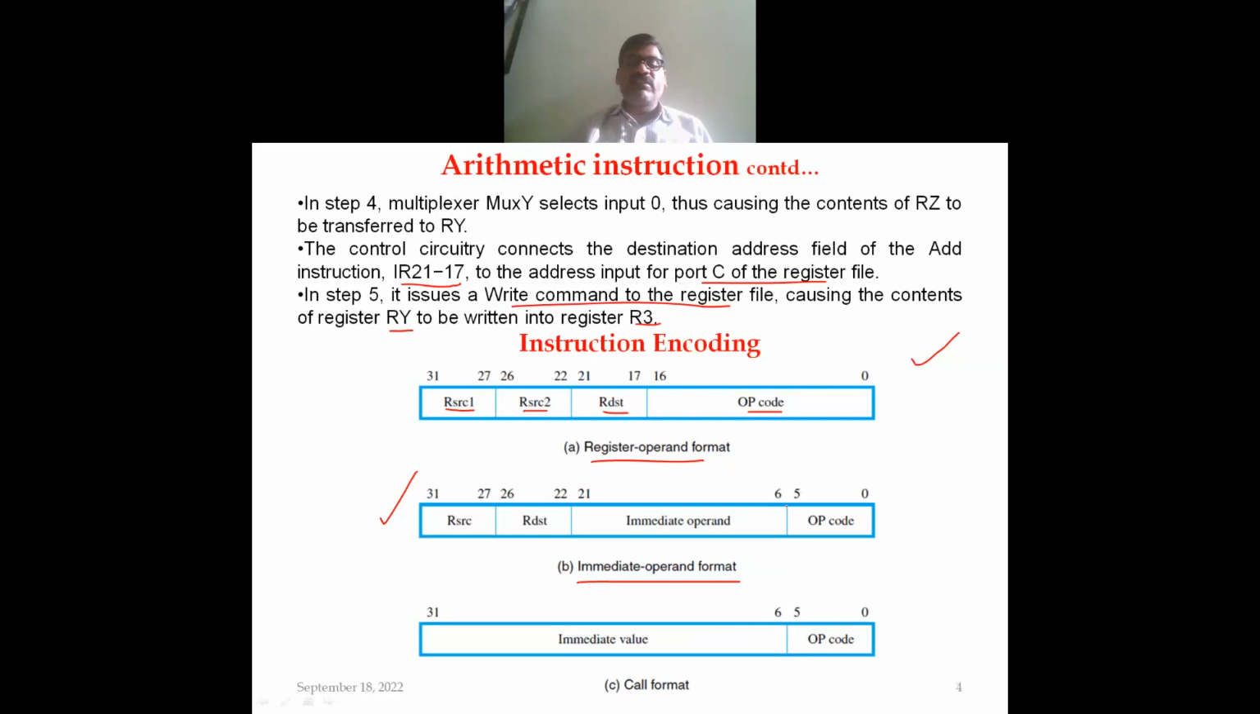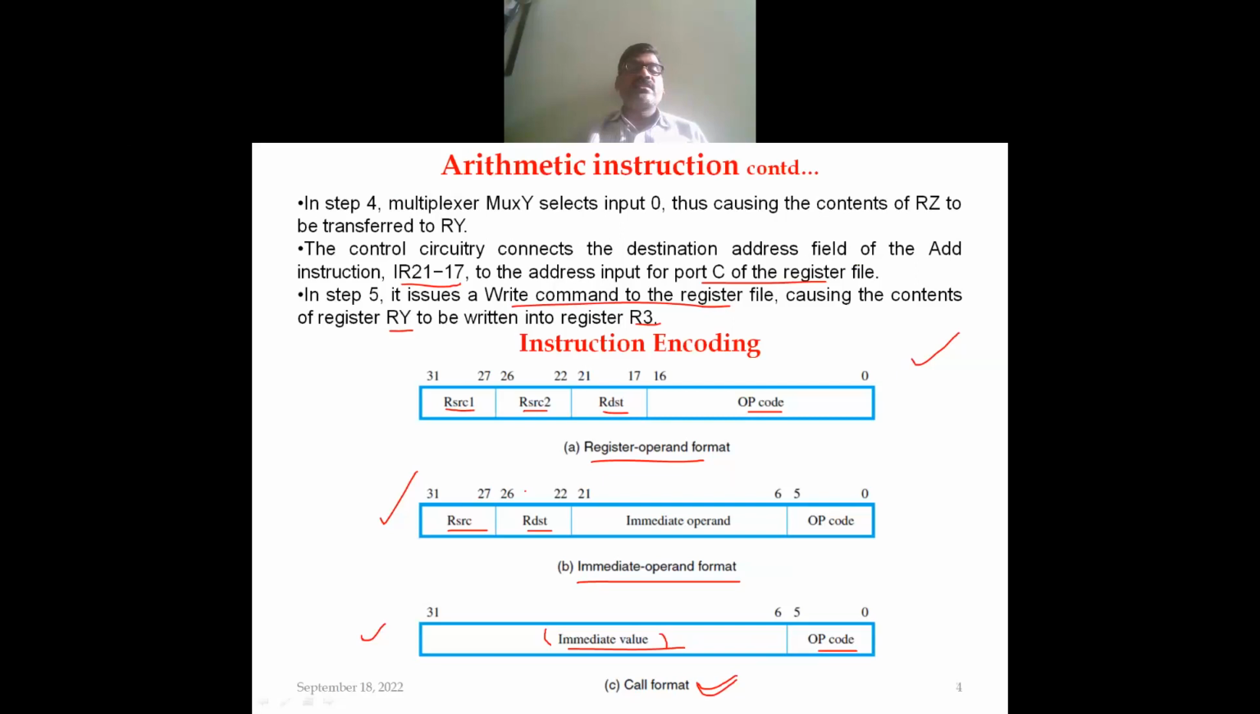So 0 to 5 is the opcode, 6 to 21 is the immediate operand value, 22 to 26 is the destination register, and bit positions 27 to 31 act as the source register. Then if we have a call format, that is the subroutine call format, the instruction will be encoded like this. So 0 to 5 gives the opcode, and 6 to 31 gives the immediate value of the subroutine call; the return address value will be given here. These are the instruction encoding formats generally used.